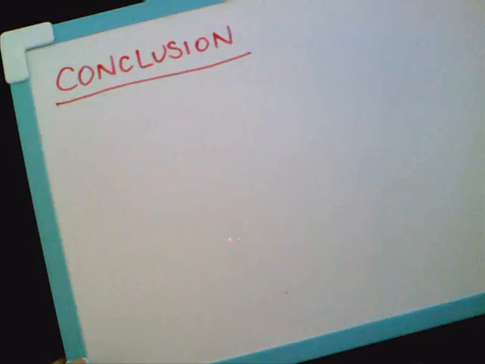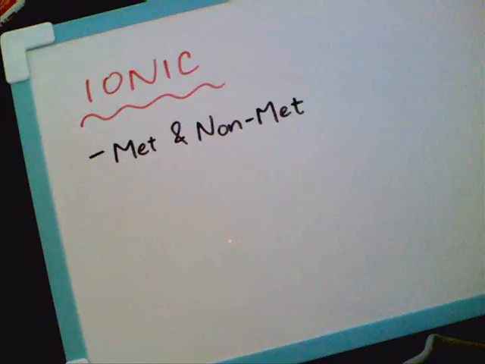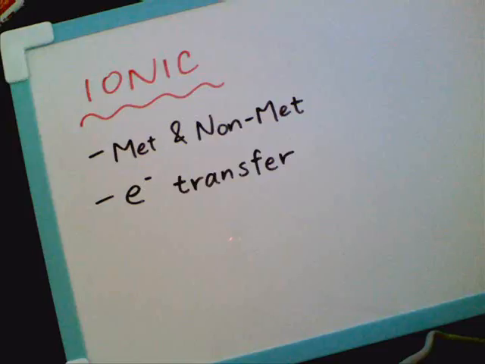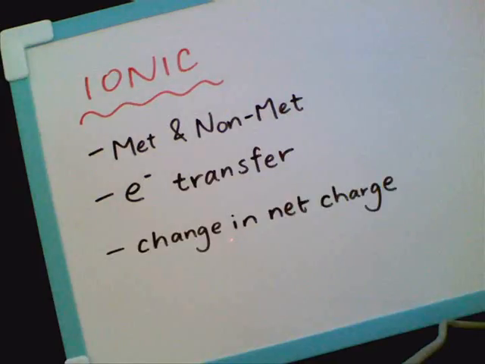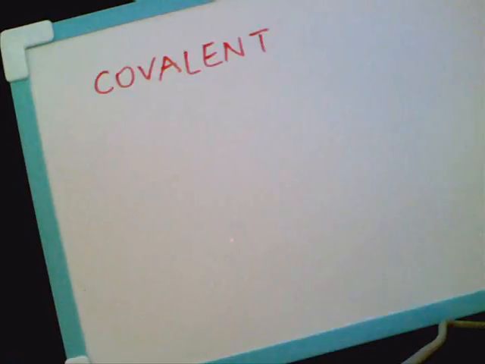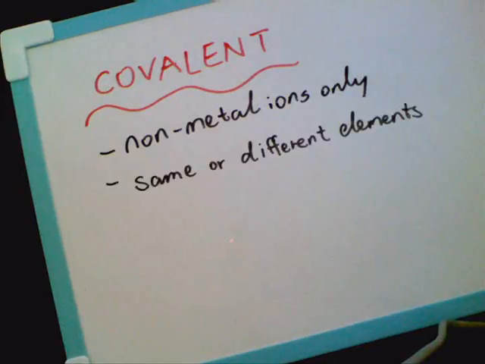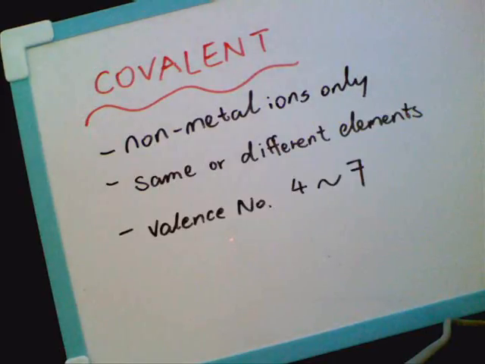So in conclusion, we have looked at 3 different types of chemical bonding. The first one was the ionic bond, which forms between a metal and a non-metal atom. It involves the transfer of electrons and the change in overall atomic charges. The second one was the covalent bond, which forms between 2 or more non-metal atoms of the same or different elements. The non-metal atoms will have a valence number between 4 and 7.